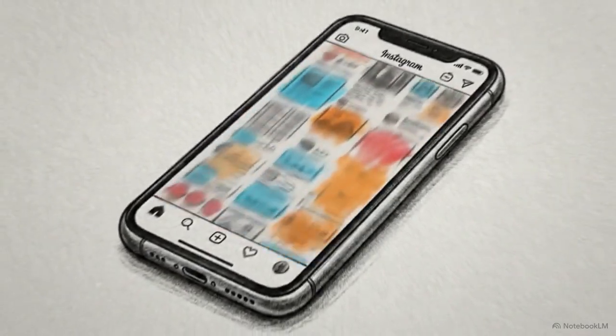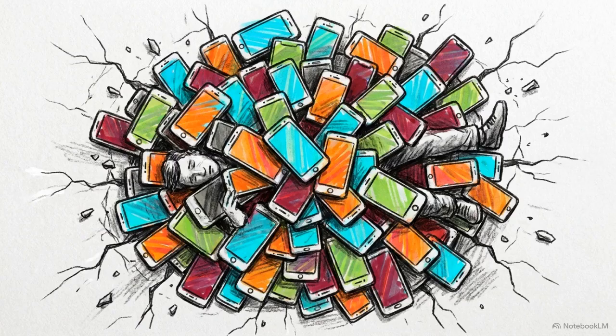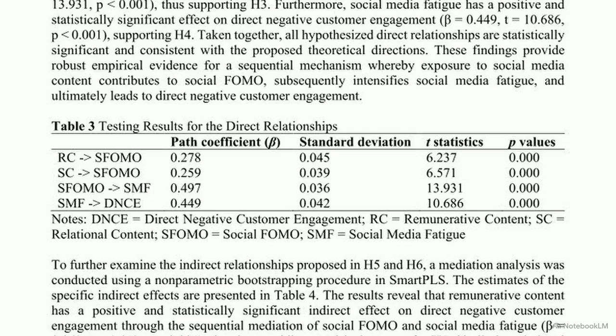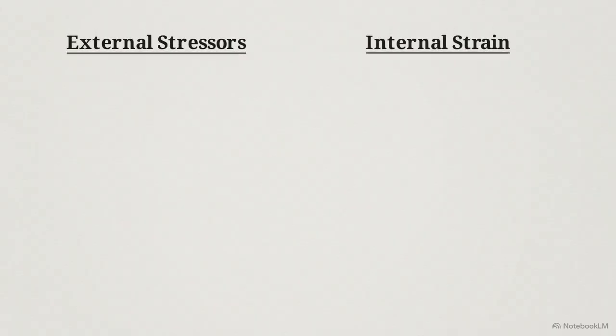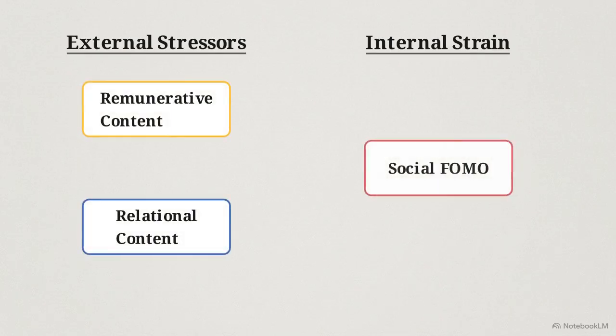When thousands of brands compete fiercely for attention on a single platform, their combined messaging places continuous pressure on the user's cognitive environment. The content becomes an external stressor, overwhelming the user through the sheer volume of informational demands. This table provides the raw statistical proof of that pressure. It displays a direct correlation between exposure to marketing content and psychological tension. Translating this data into the model, the external stressors trigger an internal psychological strain known as social FOMO.